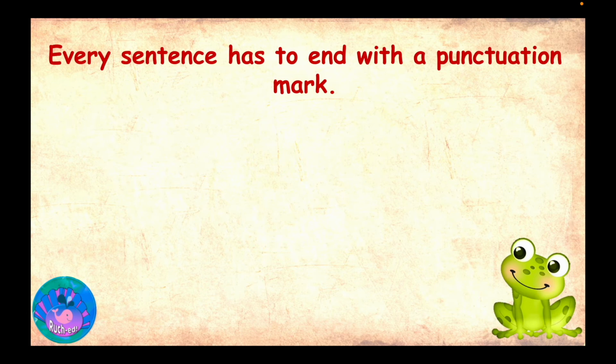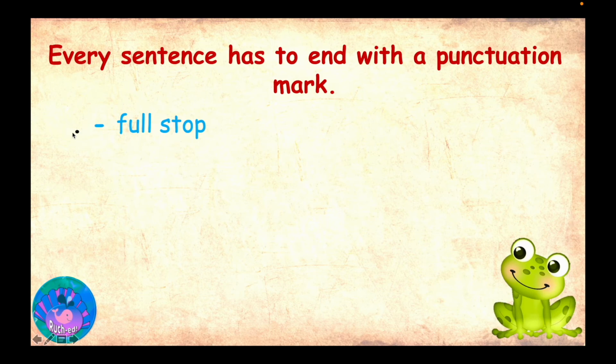Let's come to the second point. Every sentence has to end with a punctuation mark. Punctuation mark? Sounds like a puncture, a hole. Do we make a hole at the end of every sentence? Not a puncture, a punctuation mark. Now, a sentence can end with either of these three punctuation marks. A full stop, the mark of a full stop is a dot. It is also called a period.